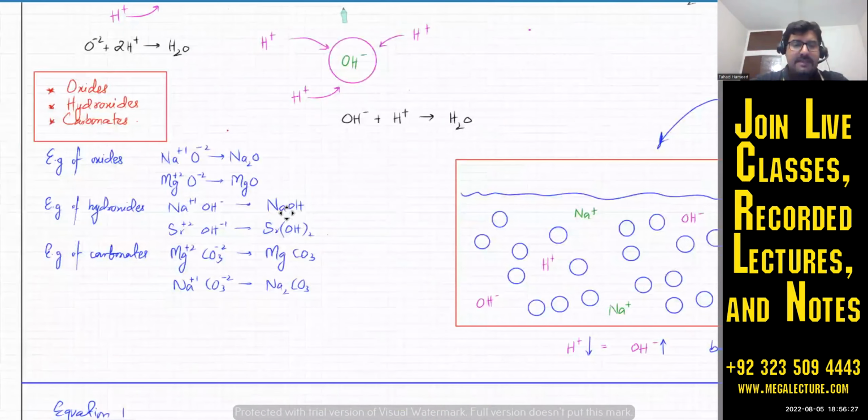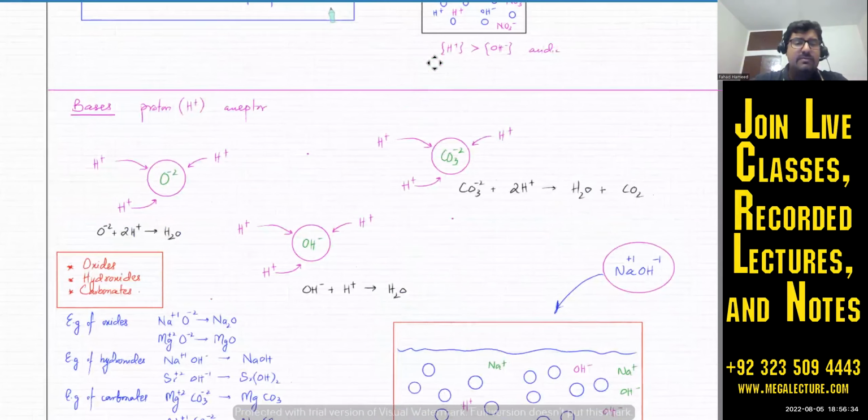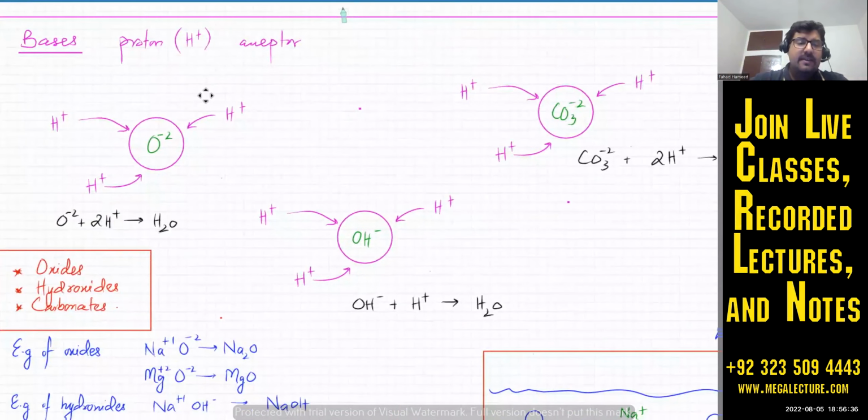And then you had bases. What were bases? You had oxides, you had hydroxides, and you had carbonates. Bases were mostly negative ions. They would attract H plus 1. If you put them in water, they will attract H plus 1. H plus 1 will get attracted to a negative ion. So oxides, hydroxides, carbonates, they're all bases.